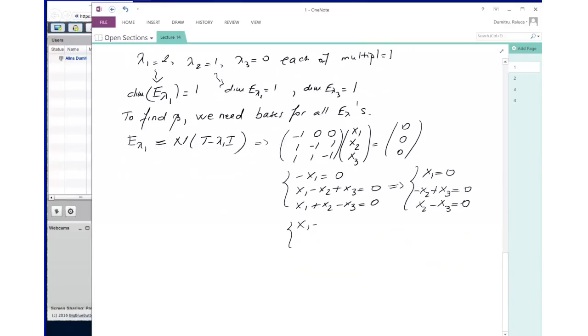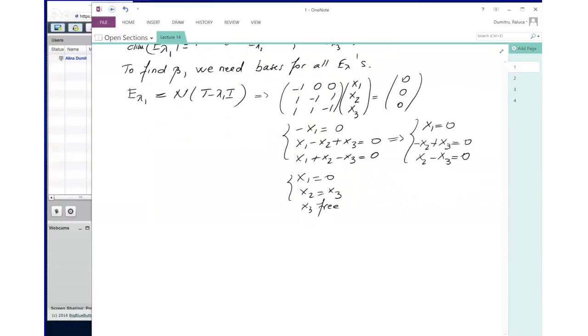Okay, so basically we get x1 is 0 and x2 equals x3. Let's say x3 is the free one. So E lambda 1 is the set of vectors that look like this: 0, x3, x3.